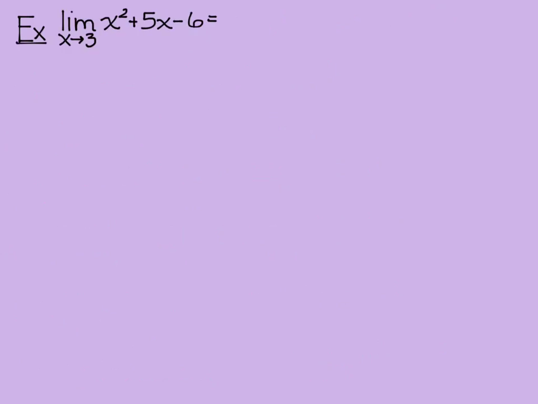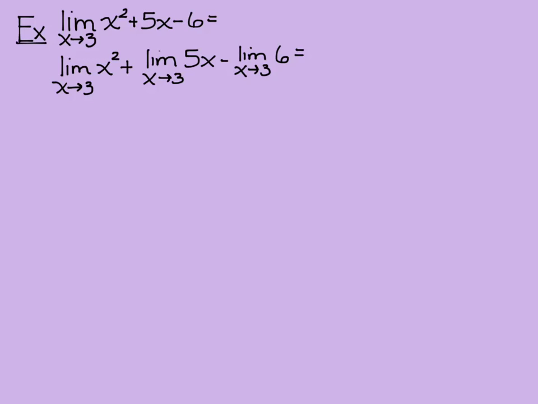Let's do some examples using these laws. Let's look at the limit as x goes to 3 of x squared plus 5x minus 6. I'm going to use the laws and break this down very slowly, but once you get more comfortable, you'll be able to do this a lot faster. So the first step, I'm going to use the sum and difference rules to break this up into 3 separate limits. I'll have the limit as x goes to 3 of x squared plus the limit as x goes to 3 of 5x minus the limit as x goes to 3 of 6.